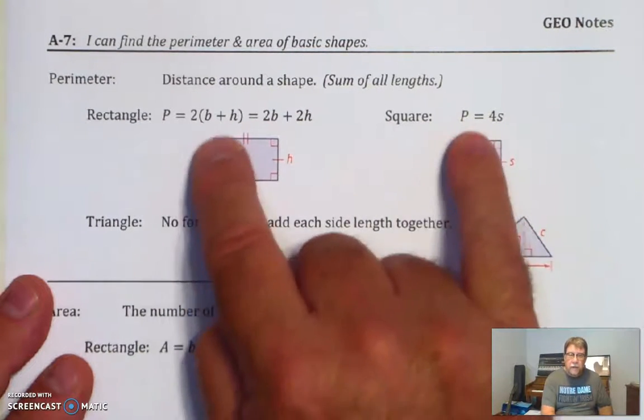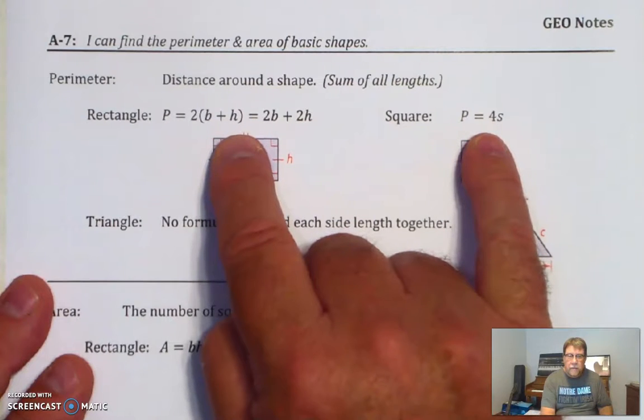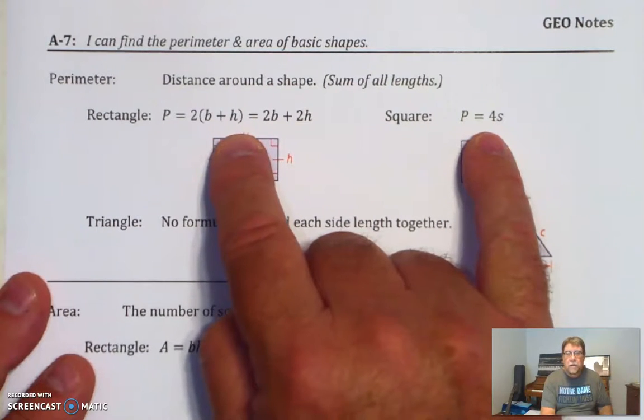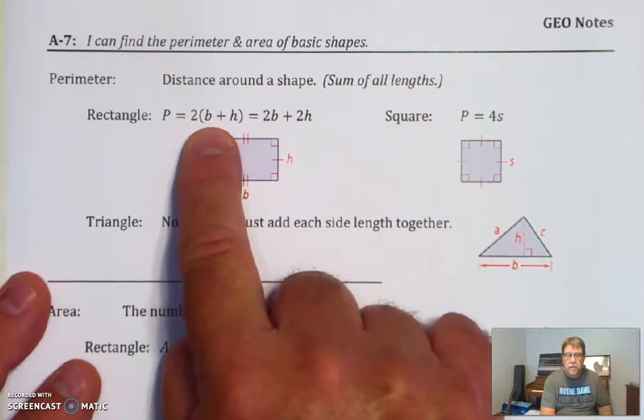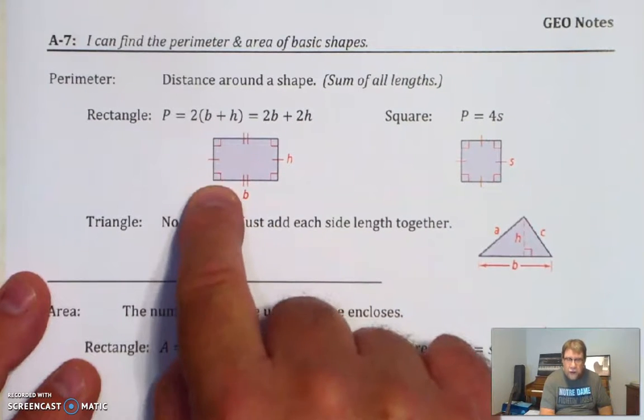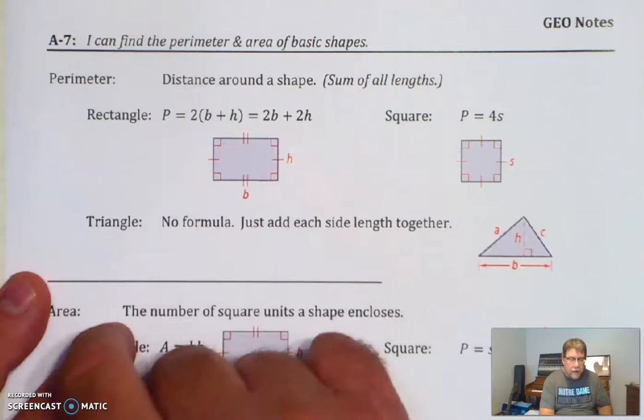So you've got 3 possible formulas, but there's no reason to memorize 3 formulas. Just memorize one of these, like 2 times the base plus the height. So we're going from height, we're doing the base, and then we're just doubling that.